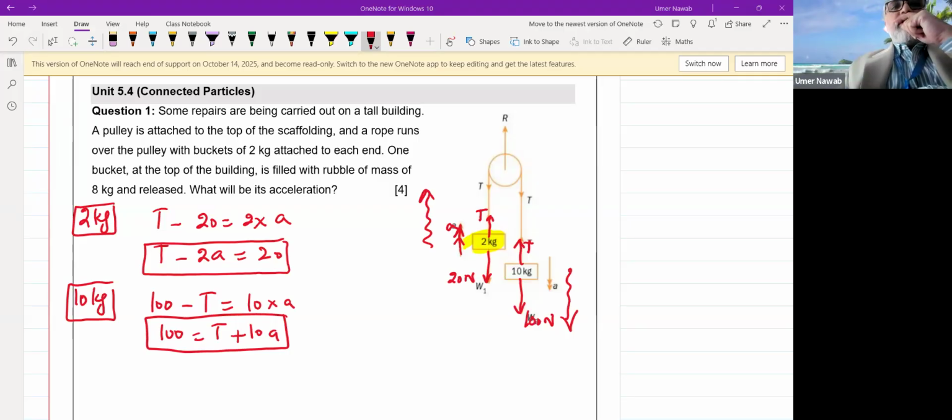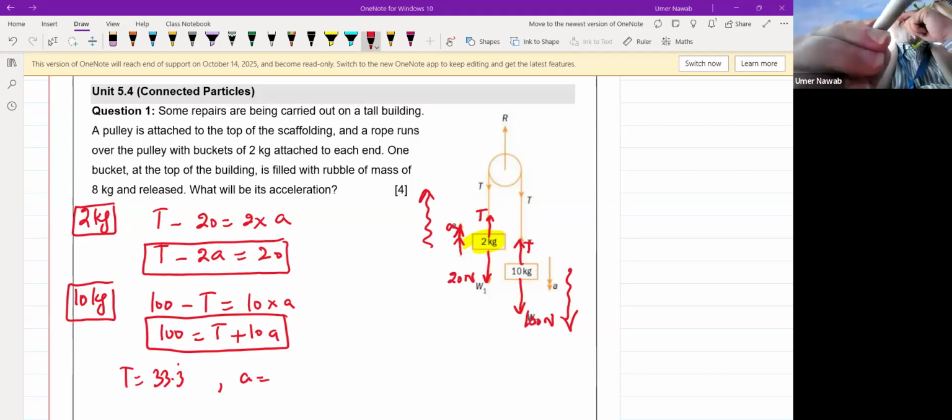Enter 1, enter -2, enter 20, enter 1, enter 10, enter 100. First answer is 100 over 3, that is the tension, which equals 33.3. The value of the tension is 33.3. And the acceleration, which I have found, is 6.67.